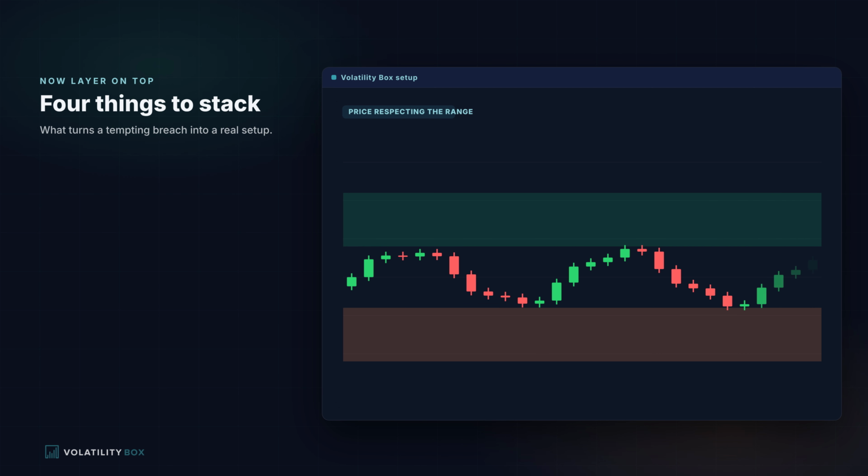Now, the breach on its own is just a starting point. What separates what I call a tempting breach from a real setup that you want to trade is what you layer on top of this breach. And there's four things that I like to stack, and these are baked inside of our setups.